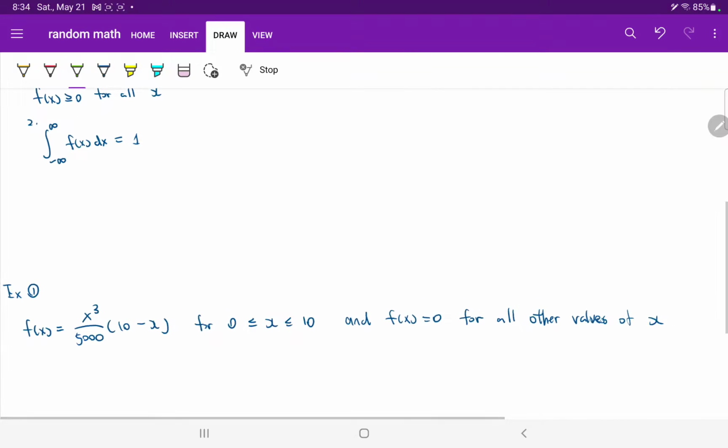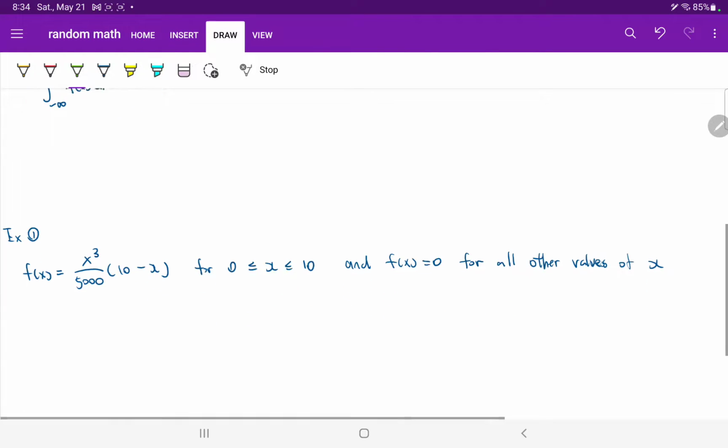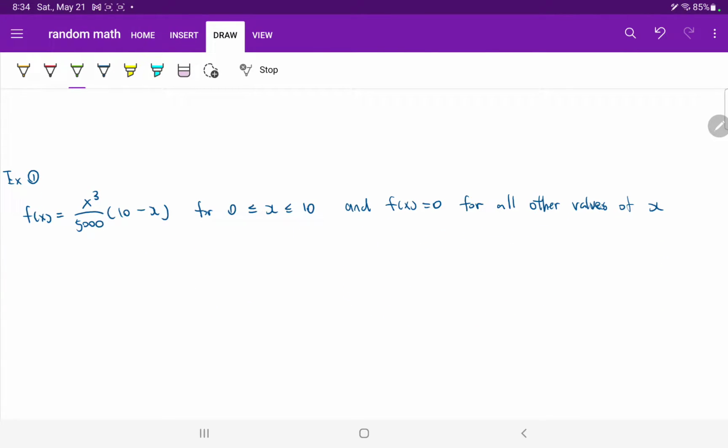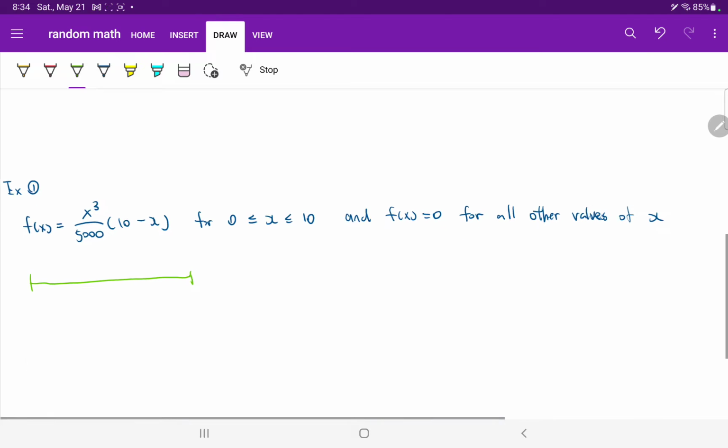For the interval from 0 to 10, f of x is equal to 0 for all other values of x. So what does this mean? This means that we have an interval of some kind of continuous random variable, and it varies from 0 to 10. This continuous random variable we call x has a probability density function, and the probability density function is x cubed over 5,000 times 10 minus x.